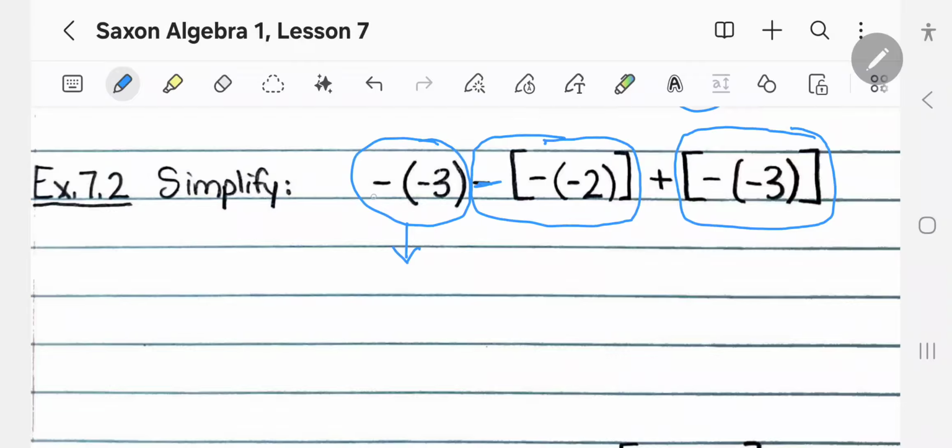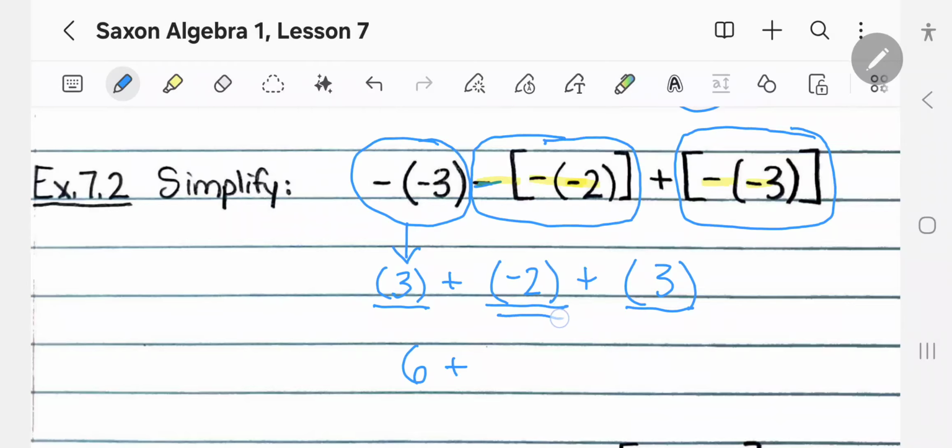So here we have the opposite of negative 3, which is positive 3. I'm going to insert a plus sign, and then I'm going to deal with this here. I've got a negative 2, and I'm taking the opposite of it, which would make it a positive 2. And this would make it a negative 2 again. So that simplifies to a negative 2. Plus, and then I'll have here, I've got a negative 3, and I'm taking the opposite of it, which would be positive 3.